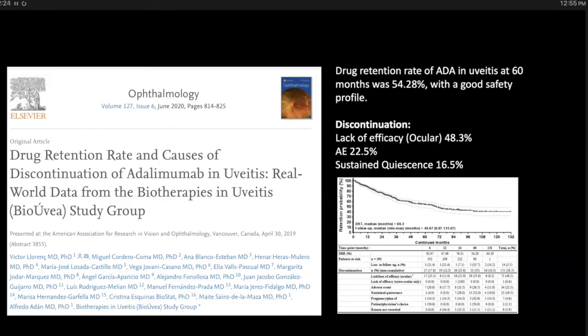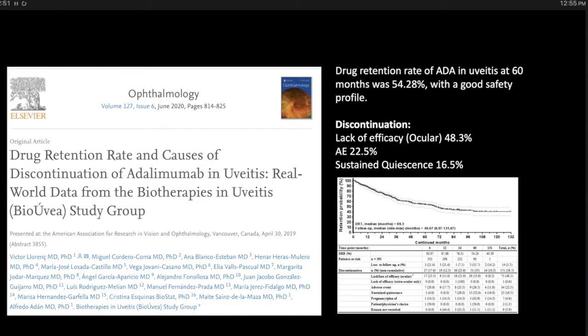So let's jump right into it. I'm going to keep this relatively short. This first paper is out of Spain, and this is a nice nationwide study where they looked at the drug retention rate and causes of discontinuation of adalimumab. This is basically real world data. At the end of 5 years, over half of the patients were still on adalimumab therapy with overall a good safety profile, and that's encouraging.